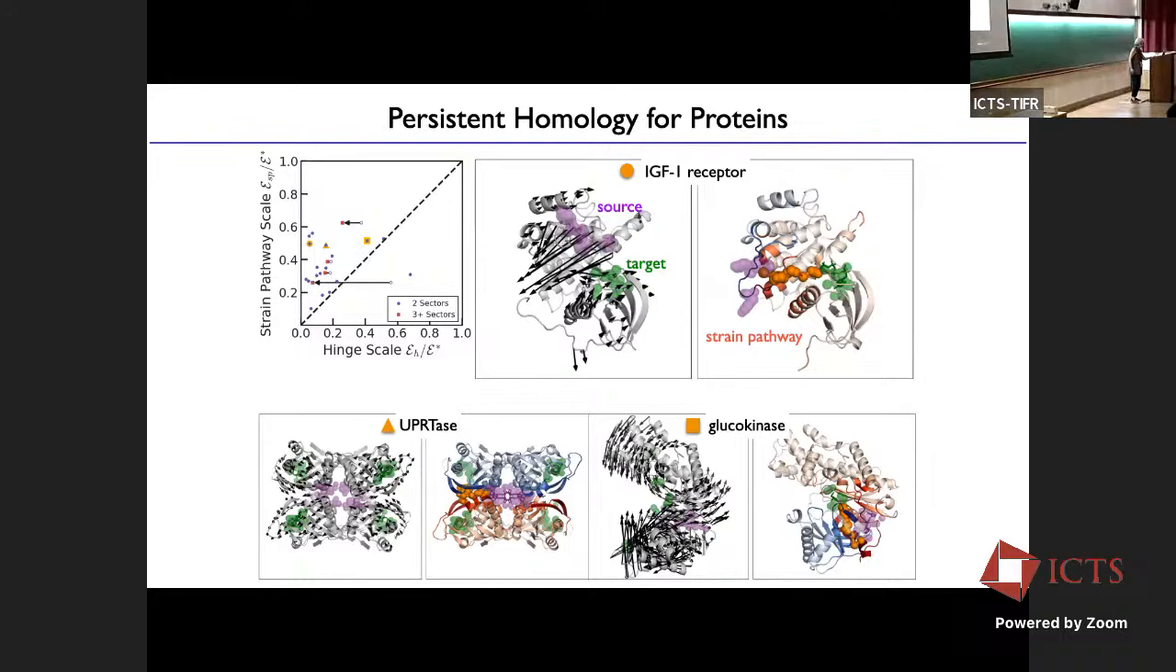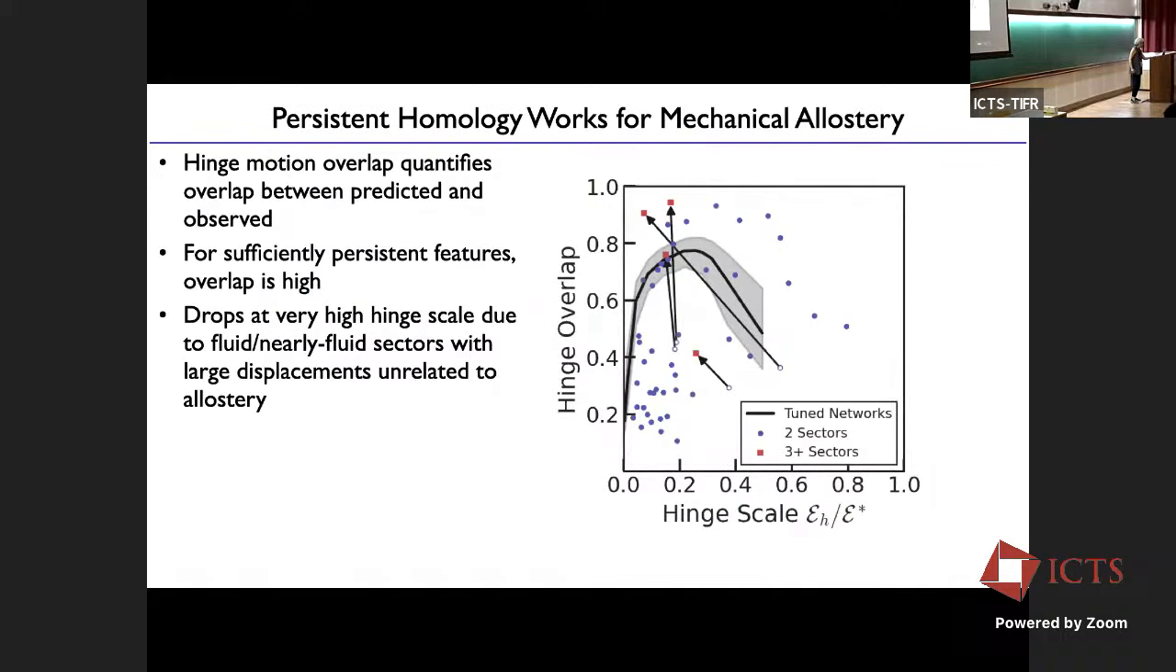In our design networks. Okay, and it actually works reasonably well if you compare, for example, the hinge scale, the overlap with the actual displacement, treating these sectors as rigid bodies. If you compare that overlap with what you actually get, it's about 80% once your hinge scale is reasonably large. Now it goes down here.